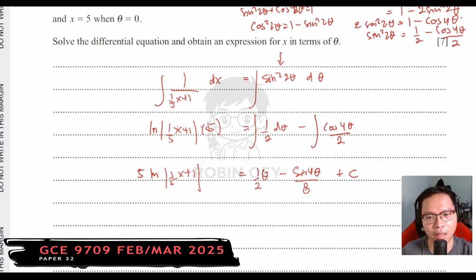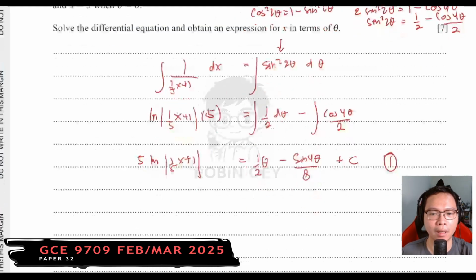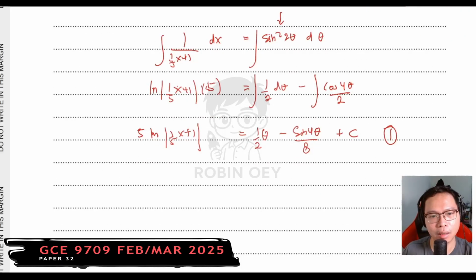Next, this is the first part we have already done. But we are not finished yet because what they want is x equals to something, x in terms of theta. So the next part would be to find the c. Okay, so let's continue.